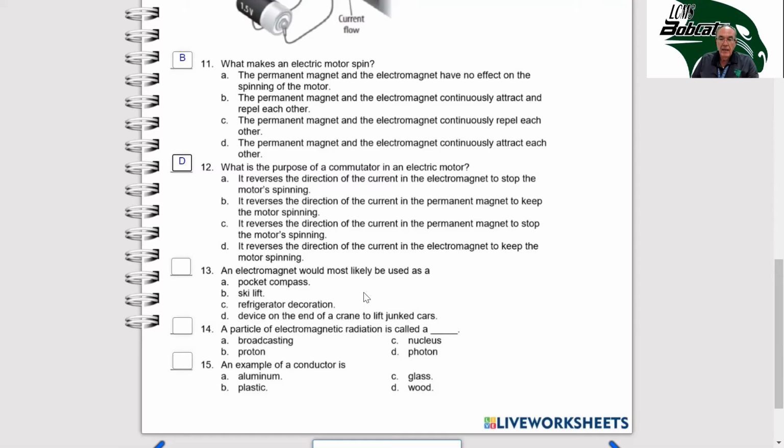An electromagnet would most likely be used. Okay, now this is a big magnet. You got to hook it to a battery. You have electricity going through it. Okay, so a pocket compass would be, no, that would be a permanent magnet.